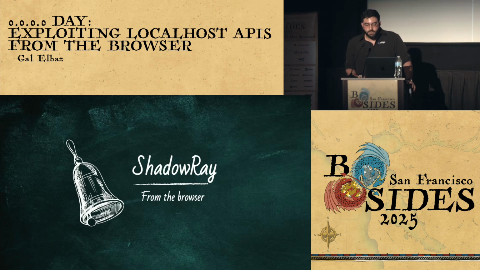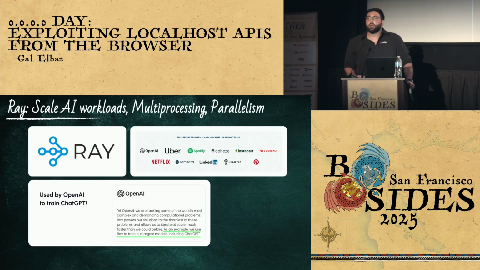So the ShadowRay story is actually the incentive and the whole motivation for the 0.0.0.0 research. This is the first ever attack campaign in history attacking AI workloads. Our team found this campaign and disclosed it. We're talking about a campaign that ran for more than a year and went undetected for almost a year. This is basically the only existing example of a real attack on AI infrastructure.